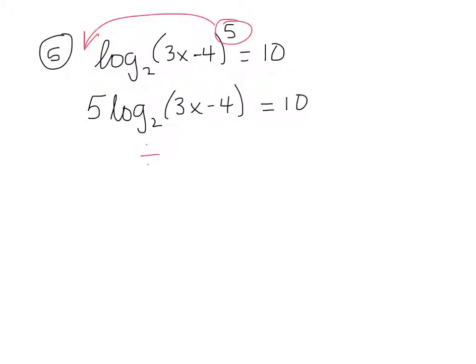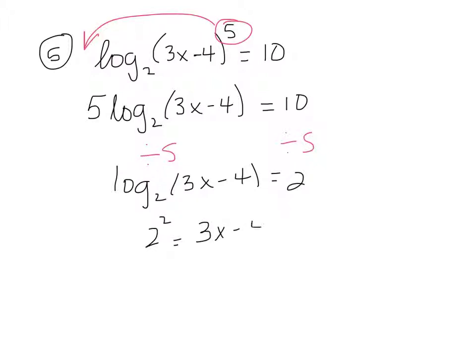Then I can divide by 5 on both sides. So I get log base 2 of 3x minus 4 is equal to 2. So 2 to the second is equal to 3x minus 4. So I get 4 equals 3x minus 4. So I'm going to get 8 over 3 is equal to x, and that would be your answer. Totally doable without a calculator, not hard.